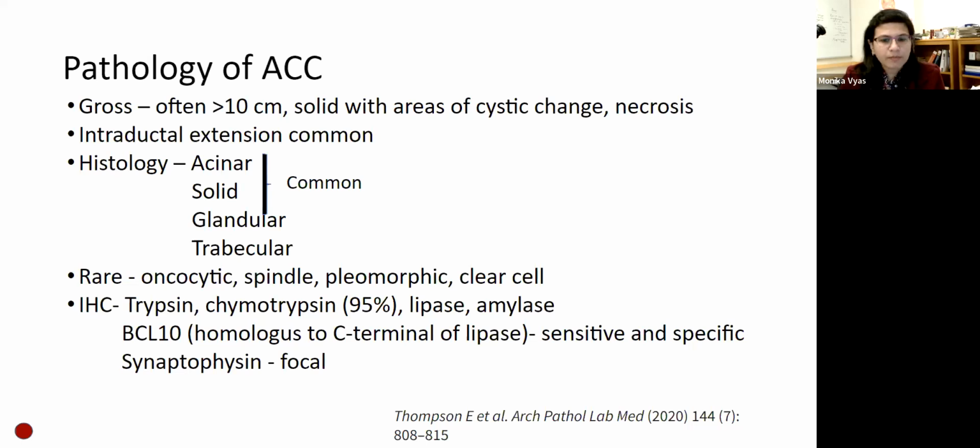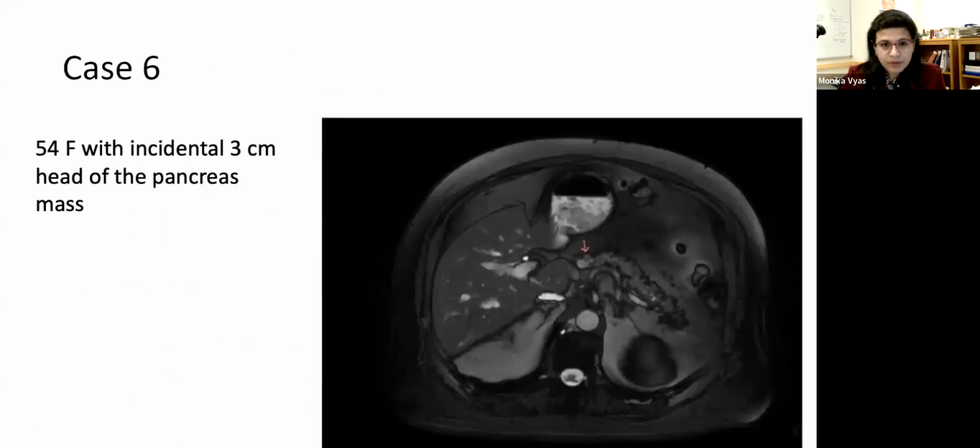One pitfall to remember is that acinar cell carcinomas can have focal expression of synaptophysin. So if acinar cell is on your differential, I would say wait for your trypsin and BCL10 stains to come back before you call something neuroendocrine based on focal synaptophysin positivity, because that is a pitfall that is often observed in these cases. So all right, next case.